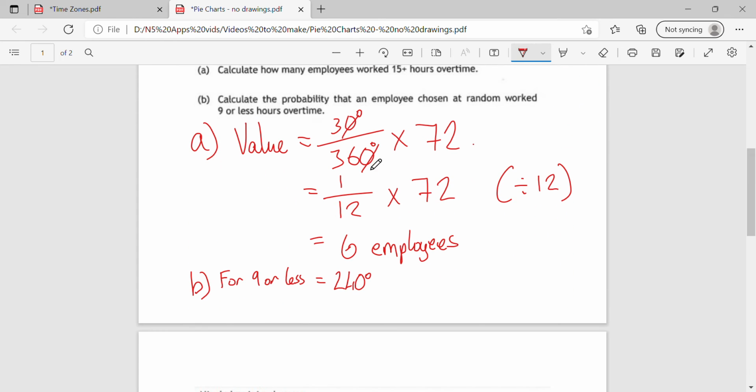Okay, so it's telling us to calculate the probability that an employee chosen at random worked 9 or less hours overtime, so we need to work out what 240 degrees would be for that value. So it would be 240 over 360 times 72 employees. To do that in the calculator, so if this was a calculator example, I would just do the division and then multiply. Obviously, if it was non-calculator, you could simplify that down. That gives me 48 people.